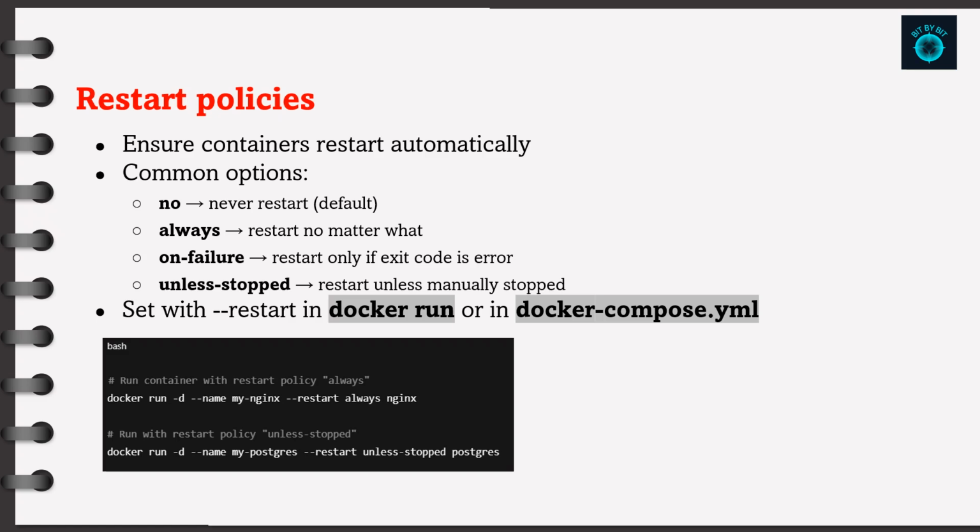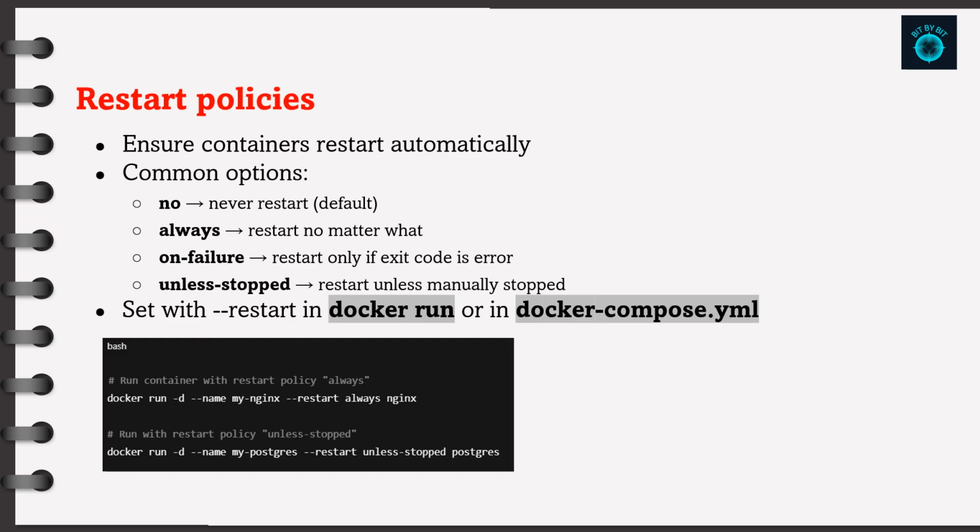Here's how to apply restart policies in practice. If you type docker run -d --name my-nginx --restart always nginx, Docker will run an nginx container in the background and restart it every time it stops.